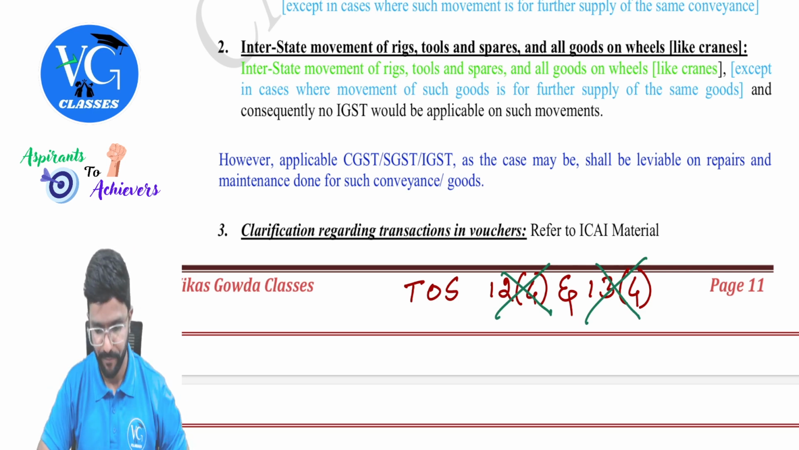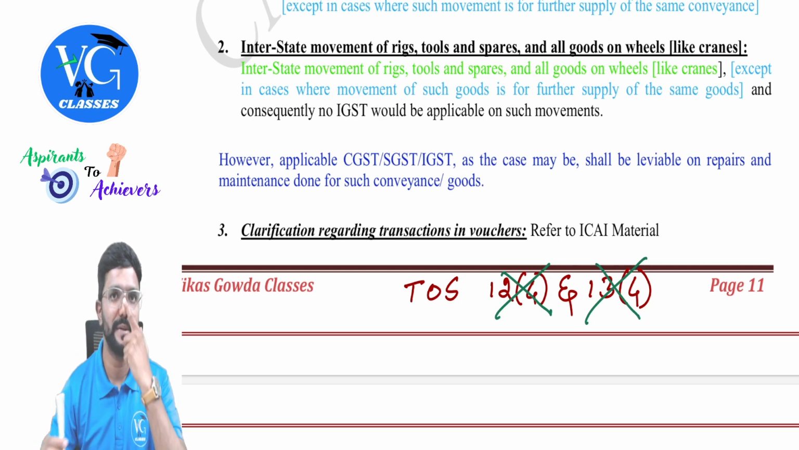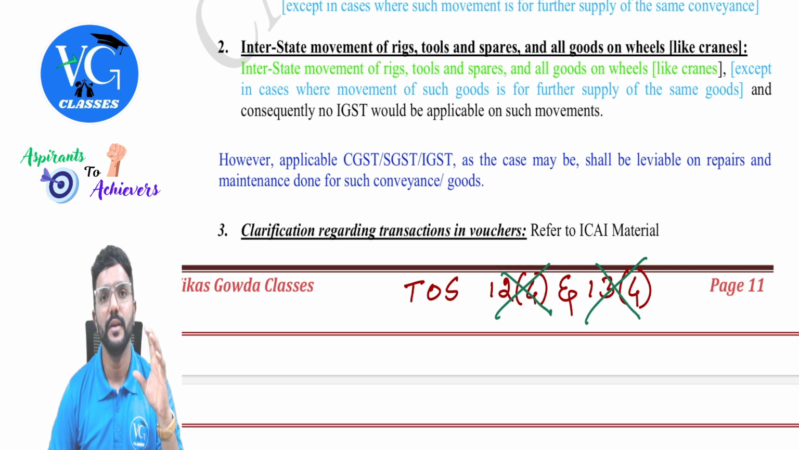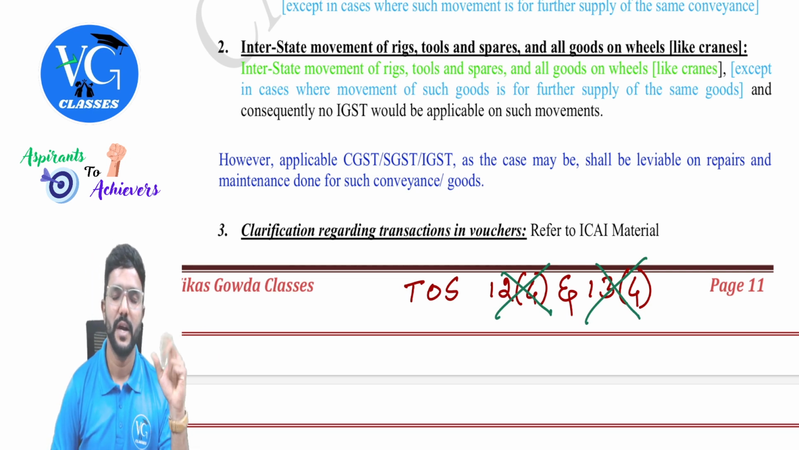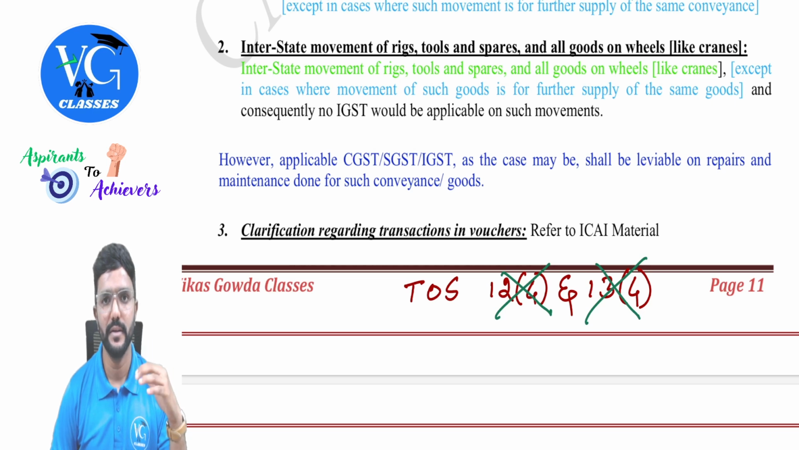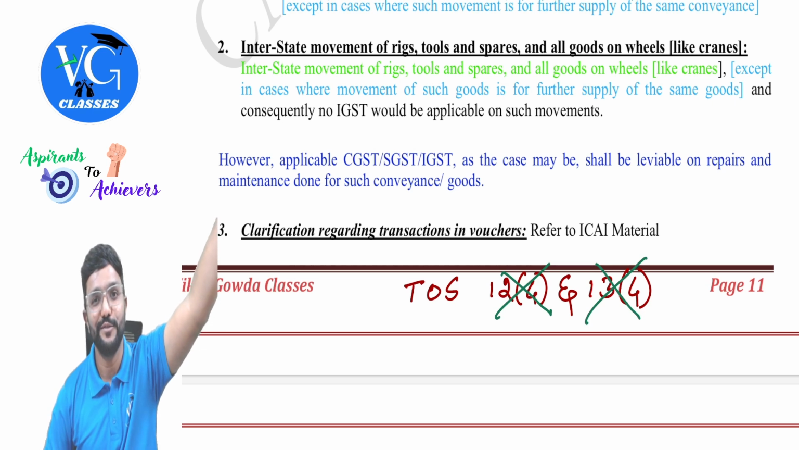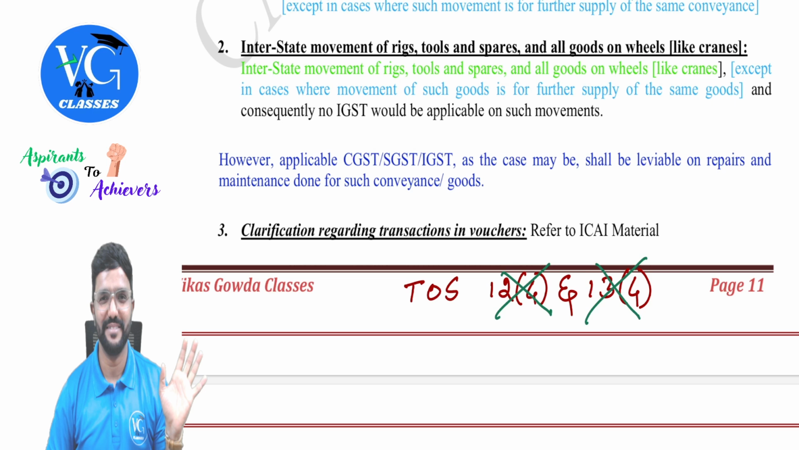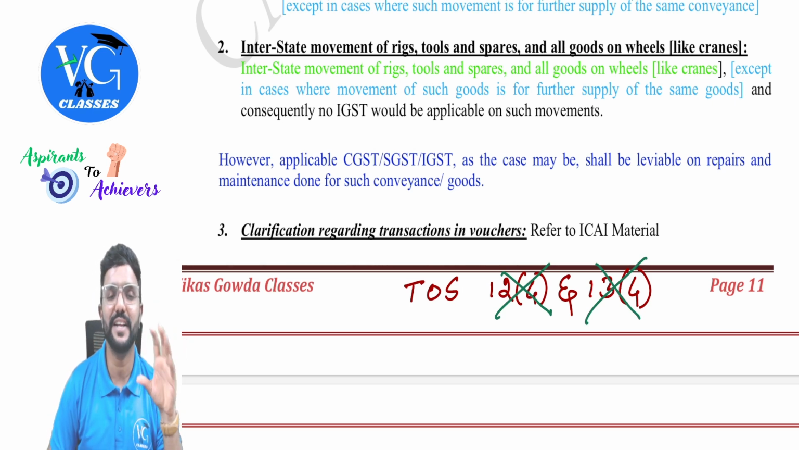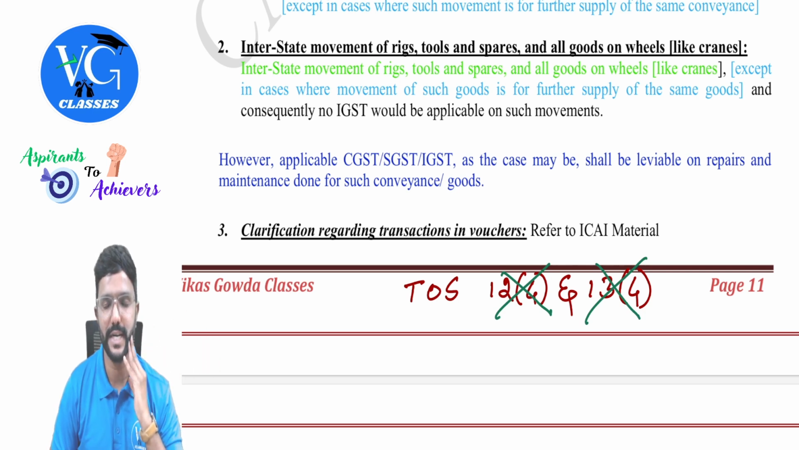Then, sometimes what happens? This is interesting. Assume I am engaged in the transportation of goods business. I own various trucks, and whenever there is any repair work, I will send my truck to, say, Rajasthan. Rajasthan is too far, so let me take Andhra Pradesh. I will send my truck to Andhra Pradesh. There is some serviceman who will give the service and send back my vehicle or truck.